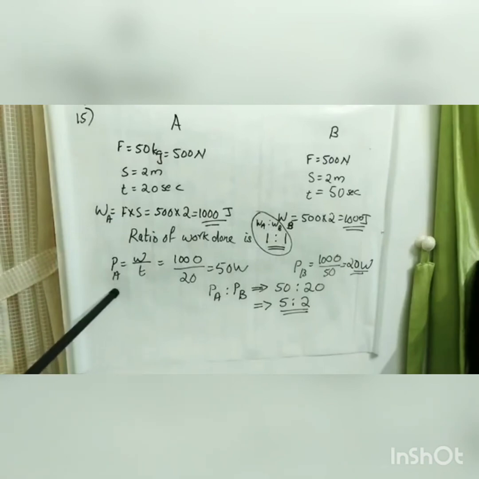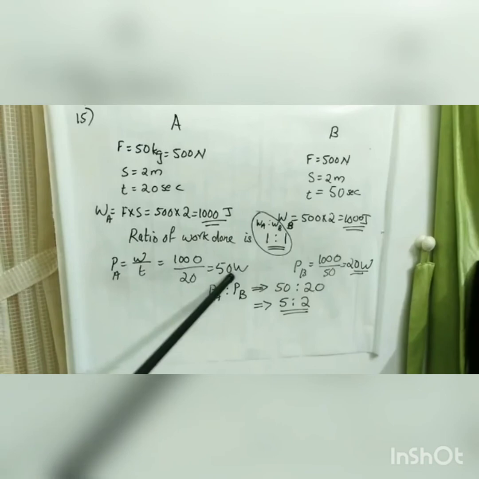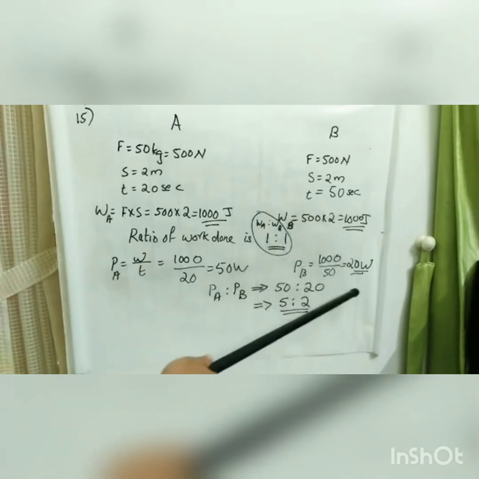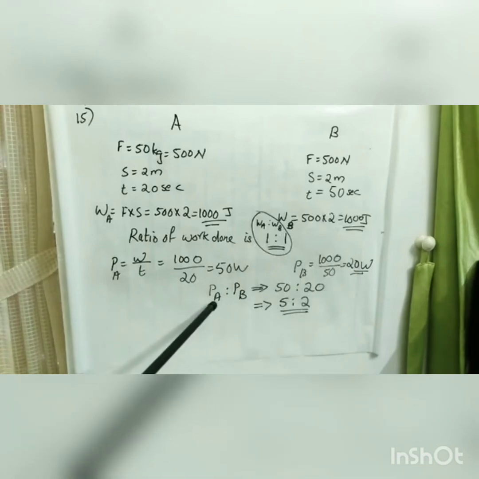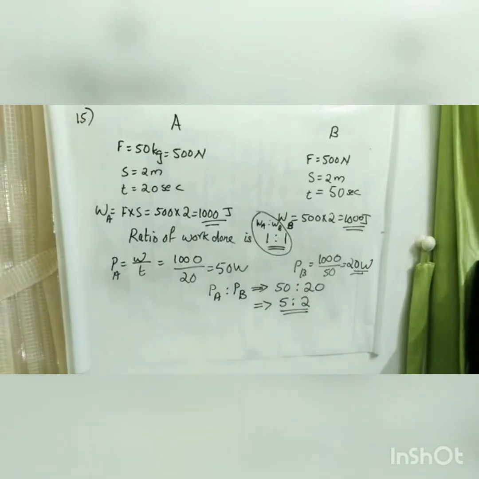Now power. Power is equal to work by time. 1000 by 20, that is 50 watt. Power of B, 1000 by 50. Time is here 50, so 20 watt. So the ratio, power of A is to power of B equals 50 is to 20. Cancelling, you will get 5 is to 2.